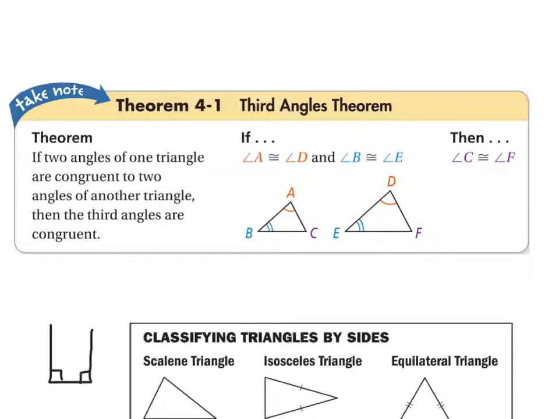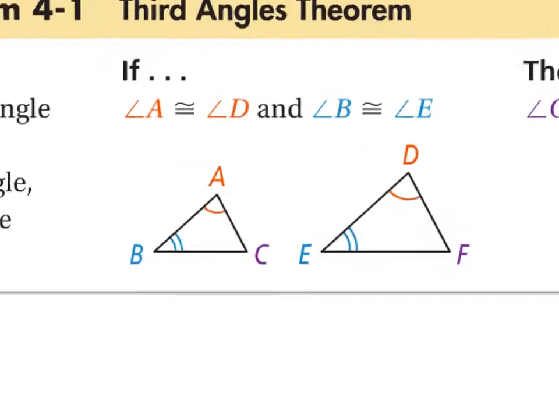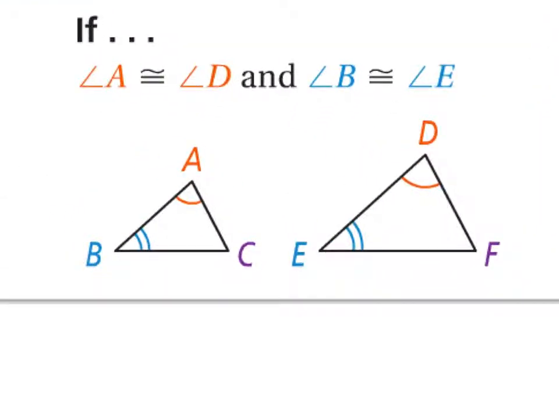Let's take a look up here at our third angles theorem. The third angles theorem says if two angles of one triangle are congruent to two angles of a second triangle, then the third angles have to be congruent. This is 100% true because if I just assigned angle measures here, let's say this was 30 degrees, and let's say this was 90 degrees. Well, that means that E has to be 30 degrees and D has to be 90 degrees.